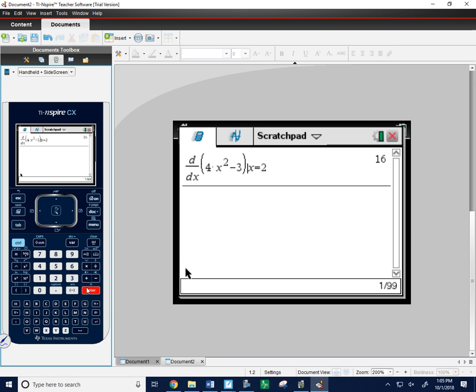Minus 3. And then it spits out 16. All right, so that's the derivative at a point to get you that slope.